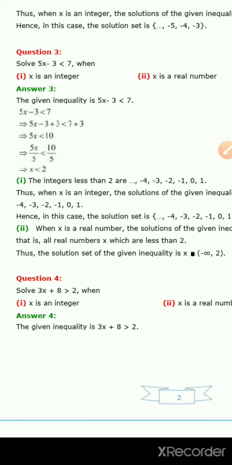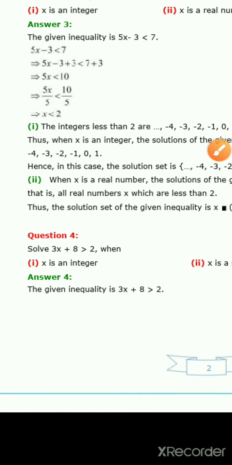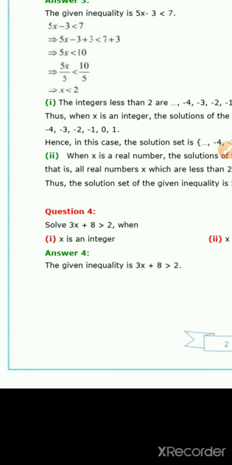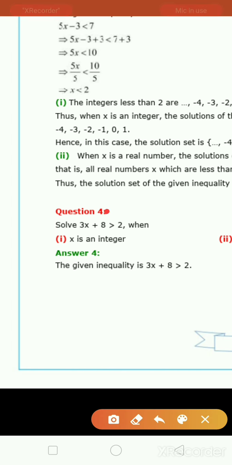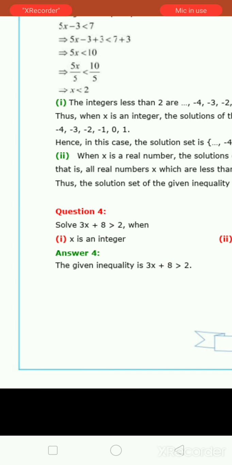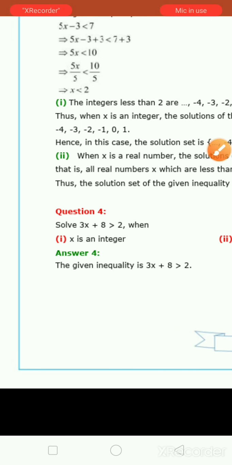Let us move on to question number 4. Solve 3x plus 8 is less than 2, when x is an integer, and when x is a real number. In the same way we have to do here. So we can remove this by subtracting. Why? Because plus 8 is here. If it is plus, then we can solve by using the subtraction method. If it is minus 8 here, you will add it, so we will get 0. If it is plus, you will subtract it, so we will get 0.